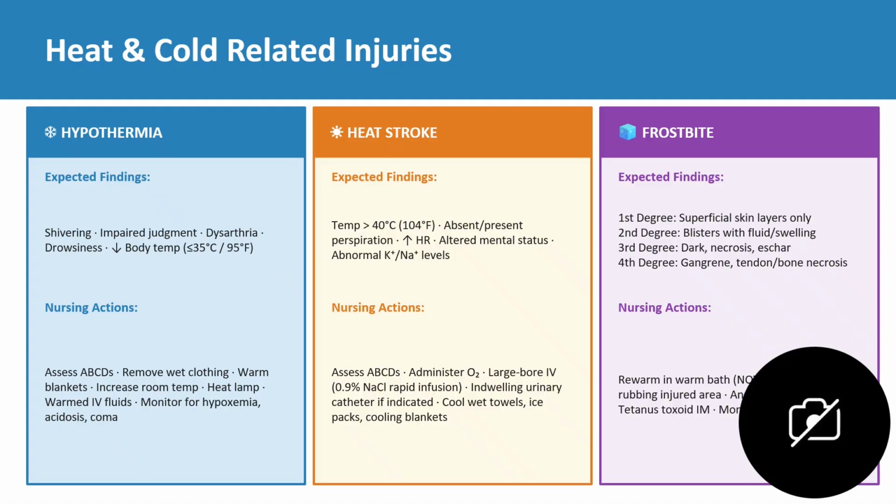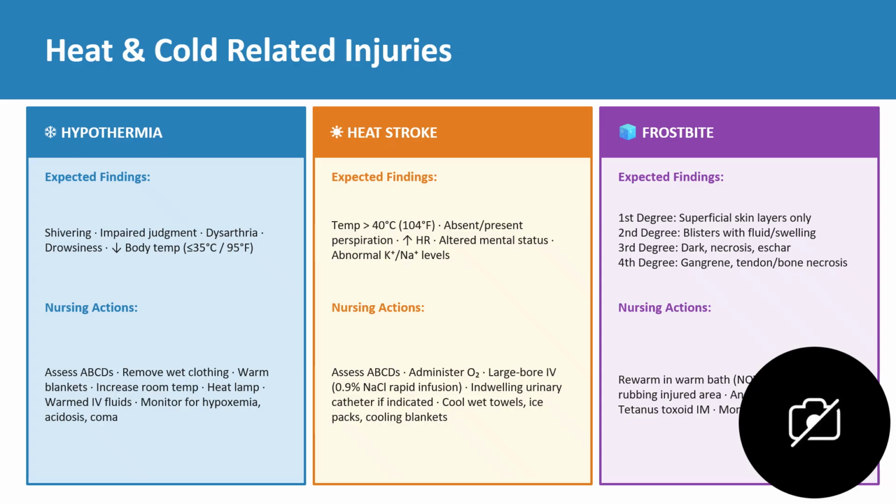And nursing actions are assessing ABCDs, always assessing ABCDs first. Remove wet clothing, apply warm blankets, increase room temperature, use a heat lamp, infuse warmed IV fluids, and monitor for hypoxemia, acidosis, as well as coma. We have to send an ABG, arterial blood gas analysis, for that. And heat stroke is the opposite, quite extreme. Core temperature exceeds 40 degrees Celsius or 104 degrees Fahrenheit.